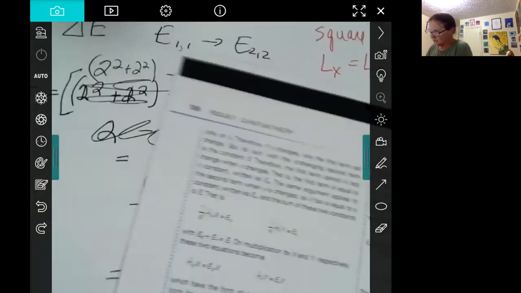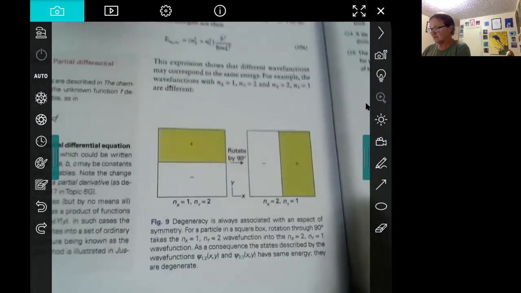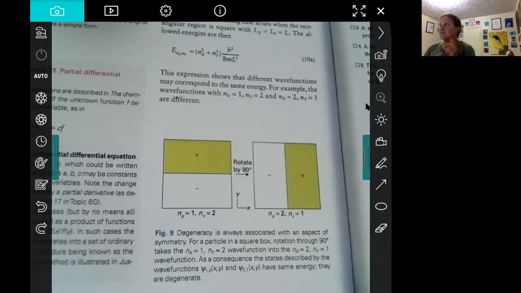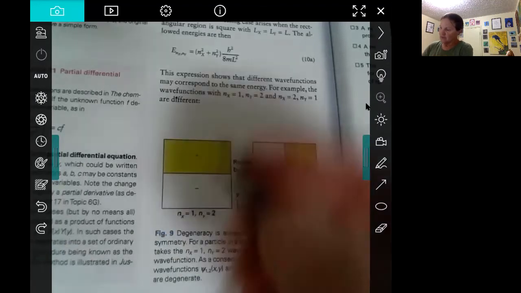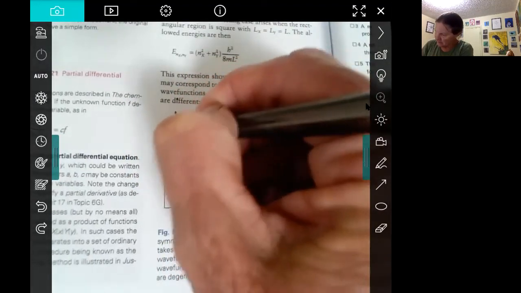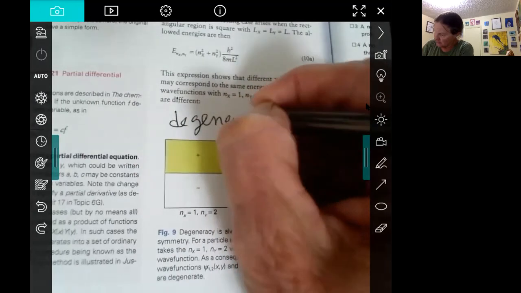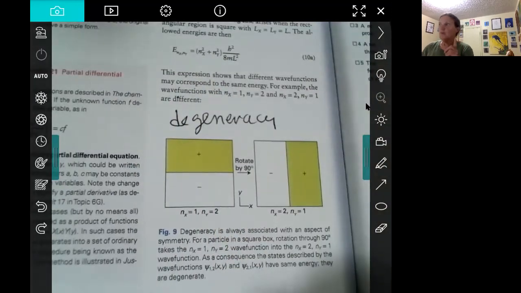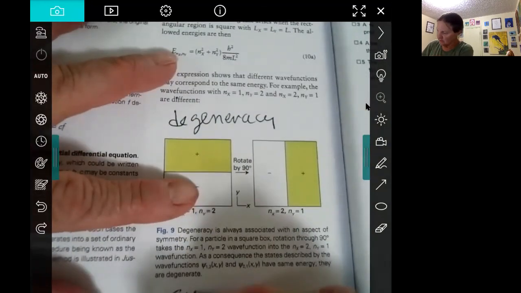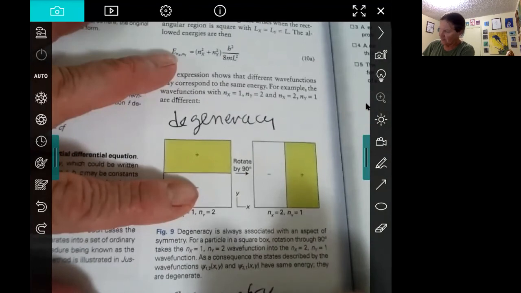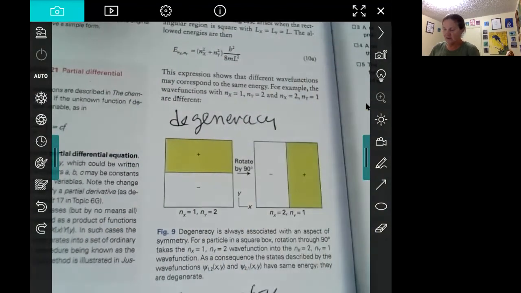And did I show a picture of that? No. But because you have different wave functions, that means you have different states. You have more than one function with the same energy. And so it creates degeneracy, where more than one state has the same energy. It's usually a result of symmetry, in this case a box that's square instead of unequal sides. But you'll run into that, and I'm sure you already have run into that in other classes.